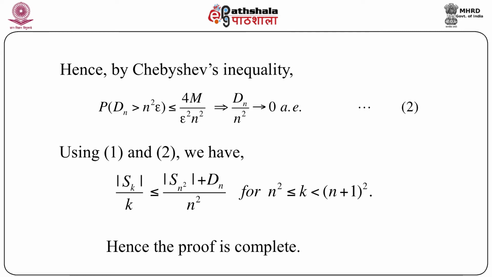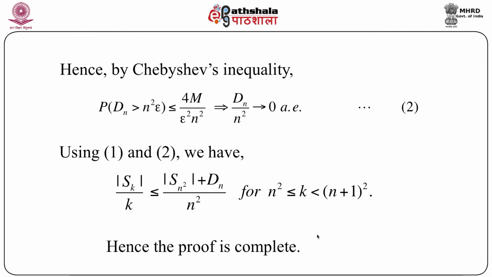And of course now the proof is complete, it's obvious, because on the right hand side we have shown that each term converges almost surely to 0. Immediately we have shown that Dn by n square goes to 0 almost everywhere, and previously we have seen that Sn square by n square goes to 0 almost everywhere. So the right hand side goes to 0 almost everywhere, and hence modulus of Sk by k, or in other words Sn by n, goes to 0 almost everywhere.